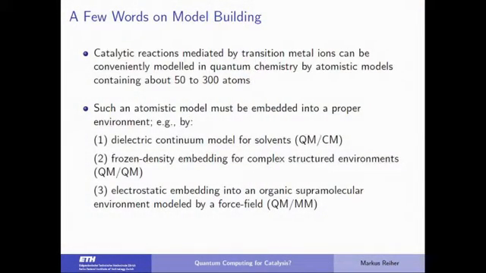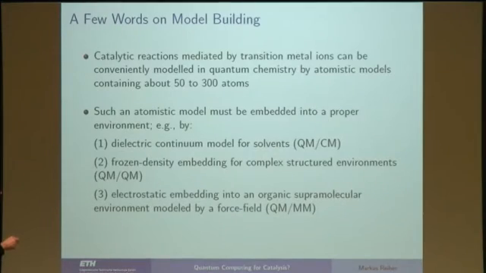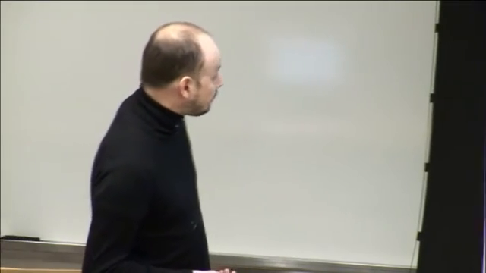Now, what would you need in order to describe catalytic reactions? So most of them, especially if they involve transition metal ions, I would say that you can set up a molecular model with 50 to 300 atoms. Okay, so you could do a huge deal of chemistry with such a model of 50 to 300 atoms.